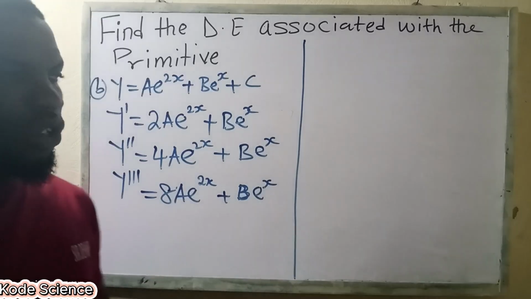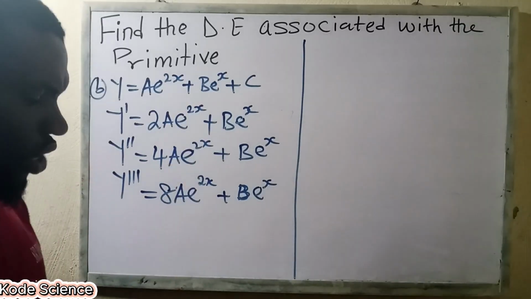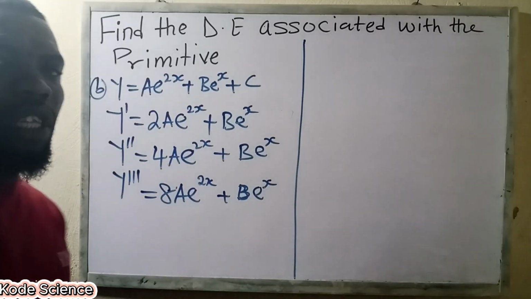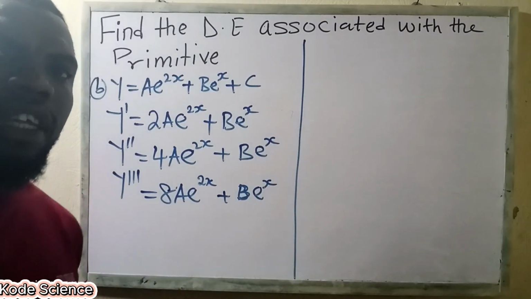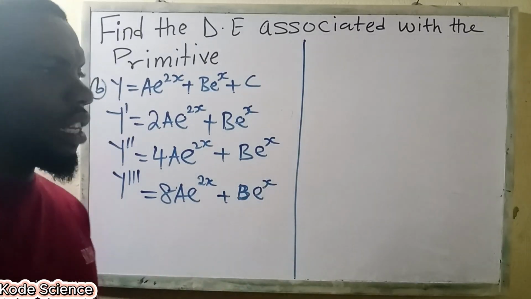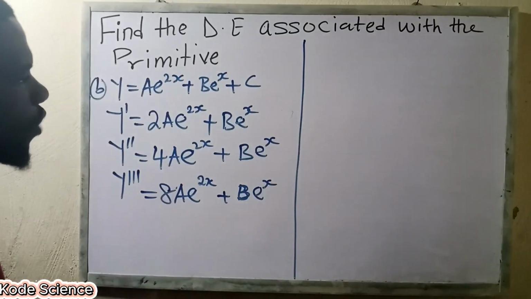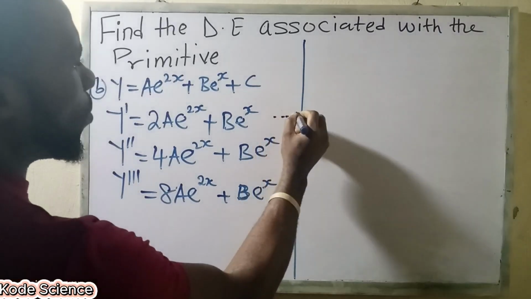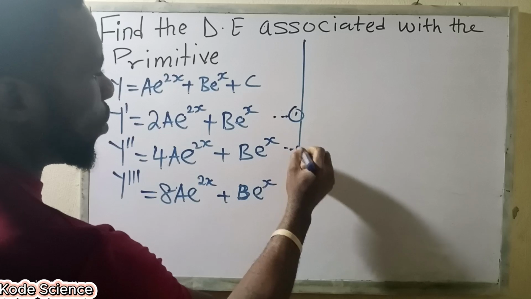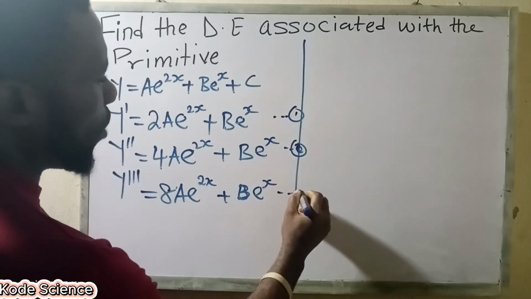Now at this very point, how do we eliminate the arbitrary constants? That is the target. Whenever you are solving a differential equation associated with primitives, how do you take away those arbitrary constants? How do we eliminate them? If you look at these equations, let's call this equation one, this one equation two, and this one equation three.